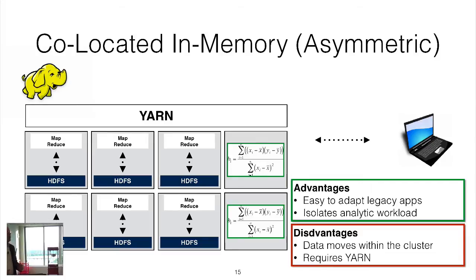The disadvantage of this approach is data has to move within the cluster, because whatever slice of data you have on this node is going to have to move over to one of these analytic nodes. Now, it's better than moving data completely outside of Hadoop, but it's still moving data. Also, this doesn't work unless you have Yarn.